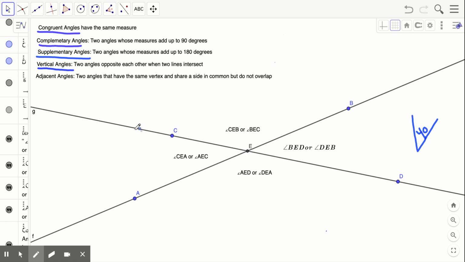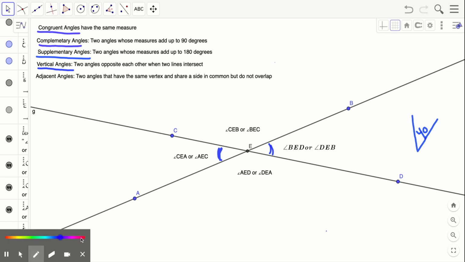And vertical angles, when you have two lines that intersect, like the two lines I'm showing here already, this angle here is considered to be a vertical angle to this one. So vertical doesn't mean up and down necessarily when it comes to angles. Vertical means they're across from each other, or they're pointing at each other, tip to tip.